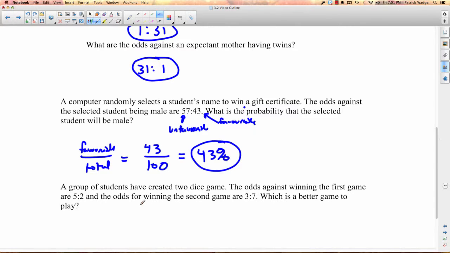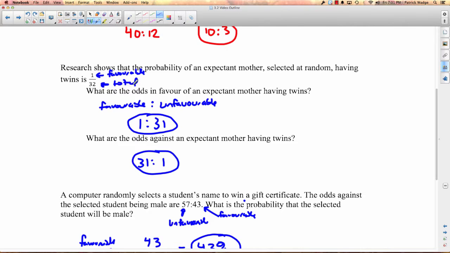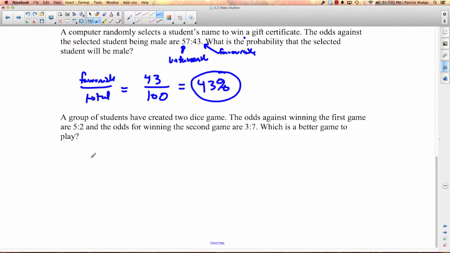I think the most important thing today is that you really get this concept that probability is favorable over total, odds in favor is favorable to unfavorable, and odds against is unfavorable to favorable. If you remember that, I think it really will help you get some of these questions if you get stuck.